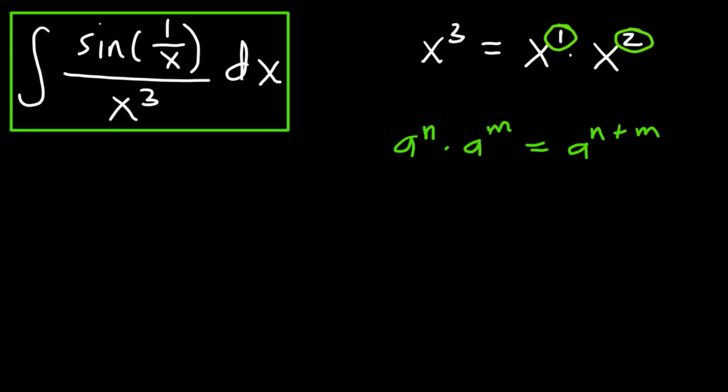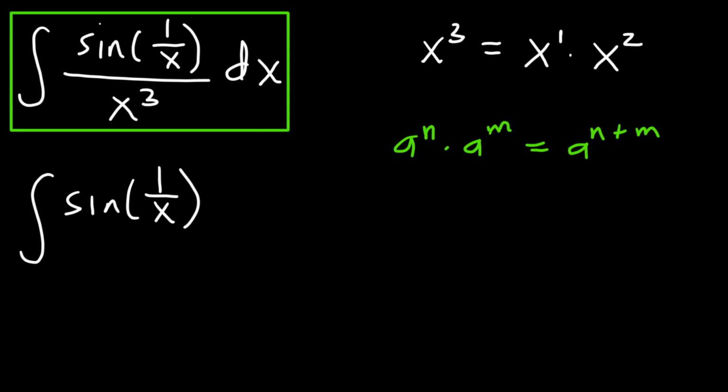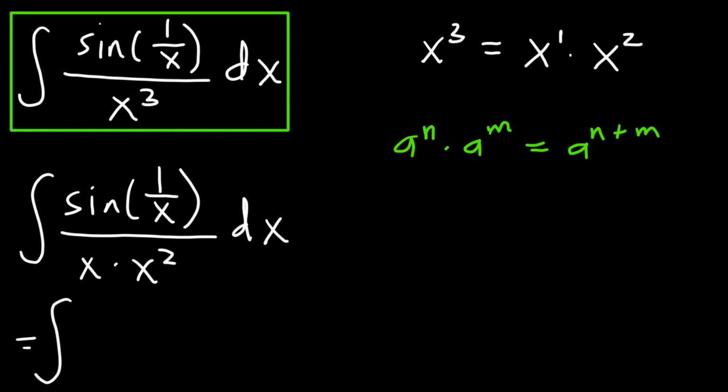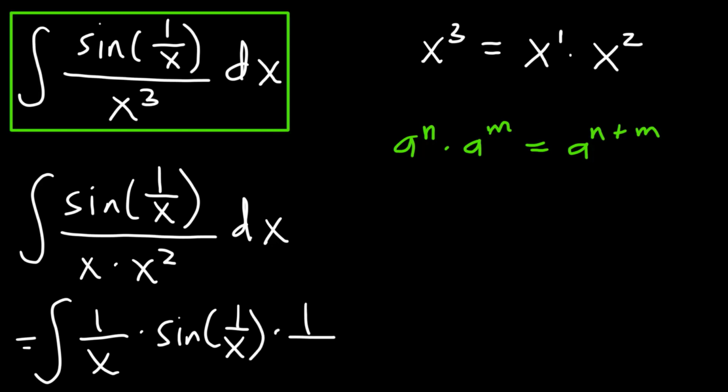So we shall write our integral as the integral of sine 1 divided by x, and this will be divided by x and then times x to the power of 2 times dx. And this can also be written as the integral of 1 divided by x times sine of 1 over x and then times 1 divided by x to the power of 2 times dx.